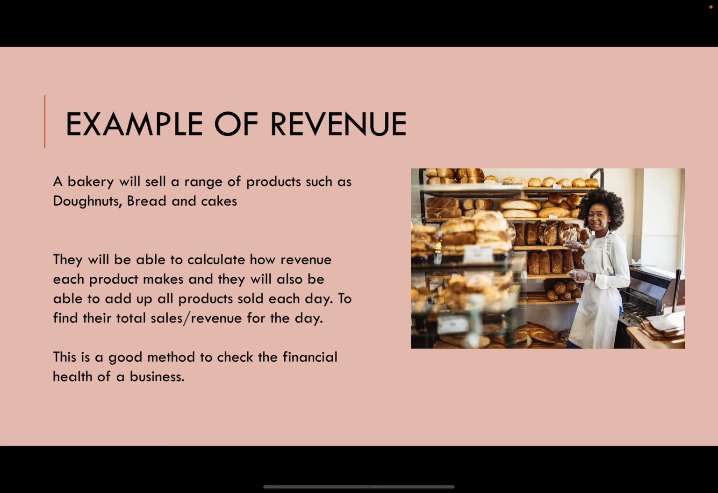Example of revenue. A bakery will sell a range of products such as donuts, bread and cakes. They will be able to calculate how much revenue each product makes, and they will also be able to add up all the products sold for each day to find their total sales or revenue for the day. This is a good method to check the financial health of a business.